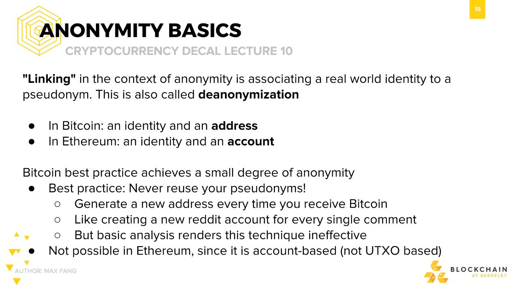So Bitcoin best practice also has a rough degree of a little bit of anonymity, where every time you receive money, you're supposed to use a new pseudonym. So this is like, I want to generate a new Bitcoin address every time I receive funds. And this is analogous to if every time I wanted to comment on Reddit, I made a new Reddit account. So you can imagine that there's a little bit of anonymity there. It's hard to correlate these together. But in techniques that we're going to be discussing in the rest of this lecture, you'll see that basic analysis basically renders this completely ineffective.